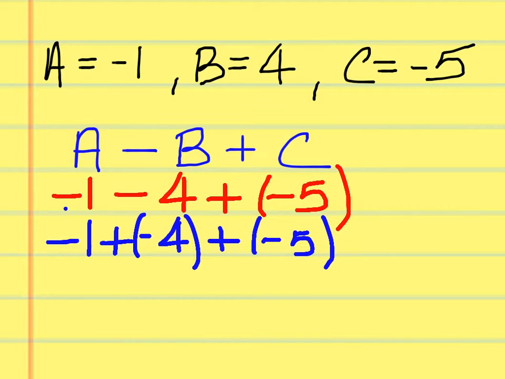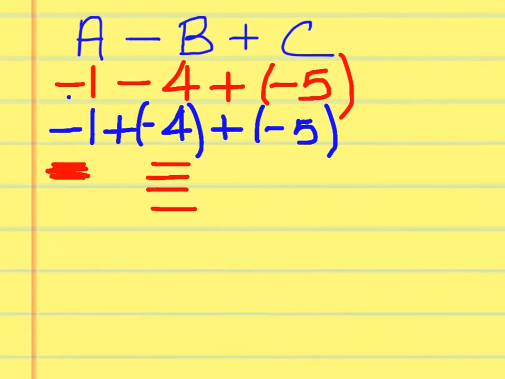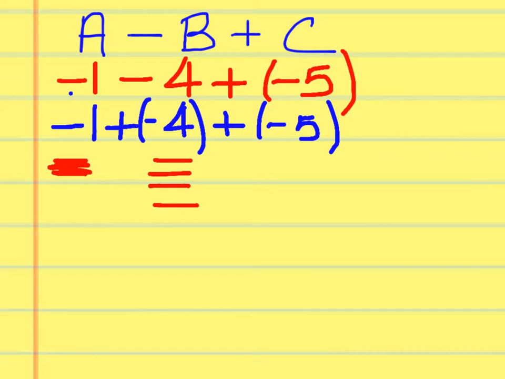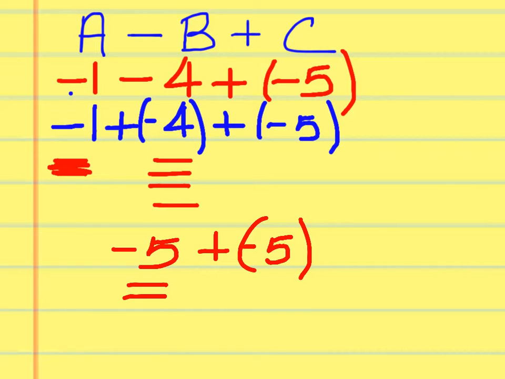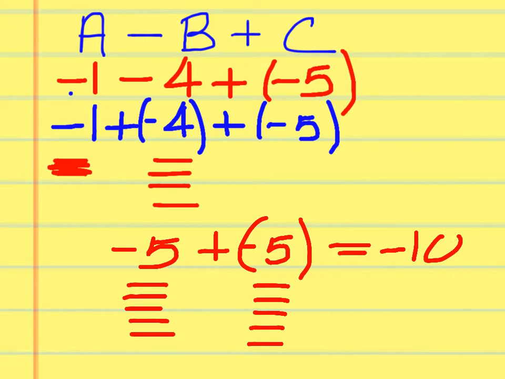So for the first two, I have just 1 minus sign or negative sign, and then 4 negatives. How many negatives do I have so far? I have 5, so -5 and then plus a -5. How many negative signs are there? 10, so the answer is -10.